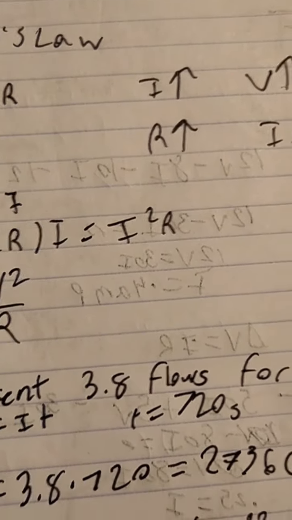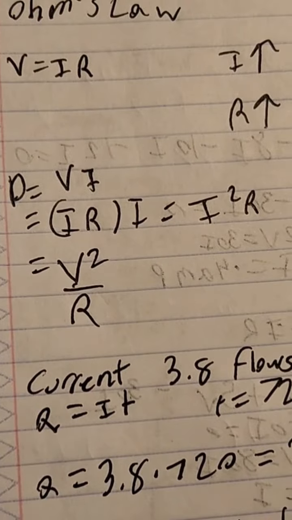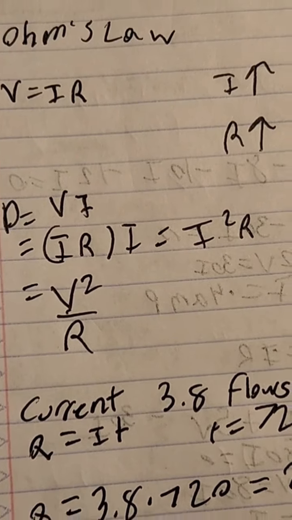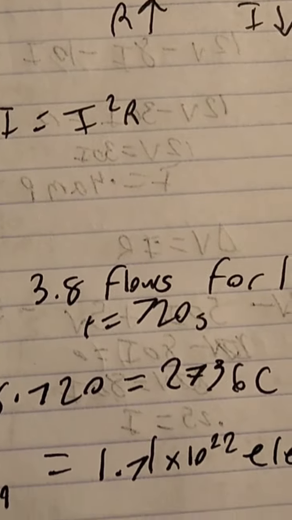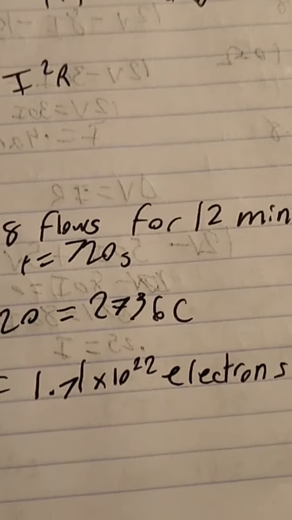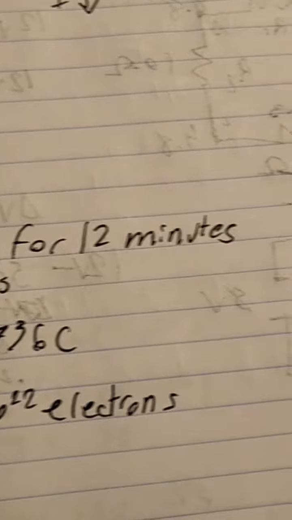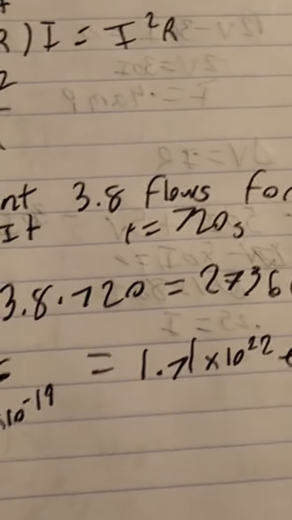And then it got into power equals VI, which equals IR times I, which equals I squared R, which equals V squared over R. And then a practice problem where if current flows for 12 minutes, how many electrons, etc.